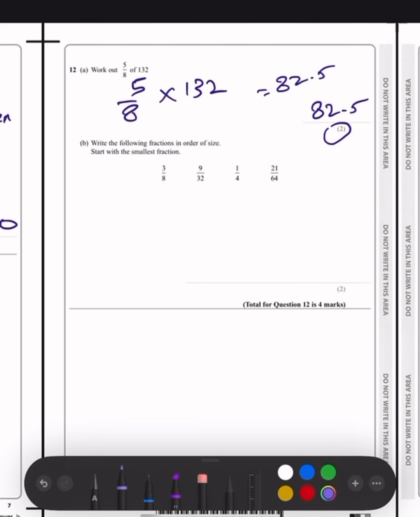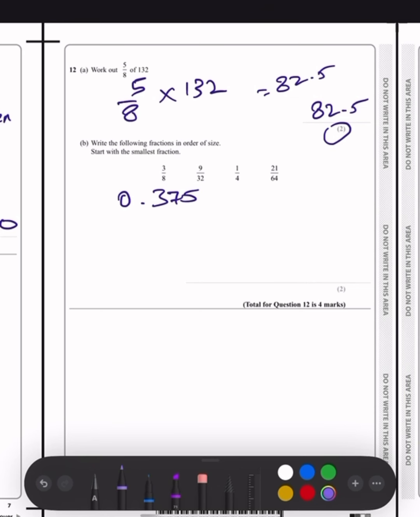Next question is, write the following fractions in order of size. Start with the smallest fraction. So here, a simpler method that you can do is firstly convert them into decimals. How will you convert into a decimal? By dividing them, by doing the division, and you can find decimals easily. So if you do 3 over 8, you would find a decimal of 0.375. And simply for all of these you'll be finding decimals. That's a very simple way to do this.